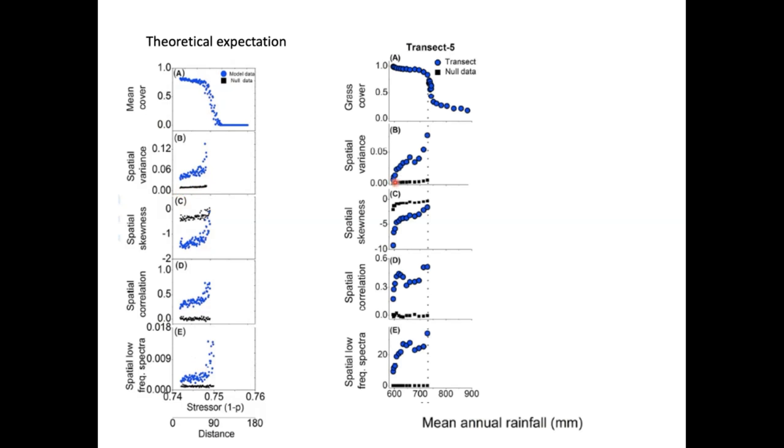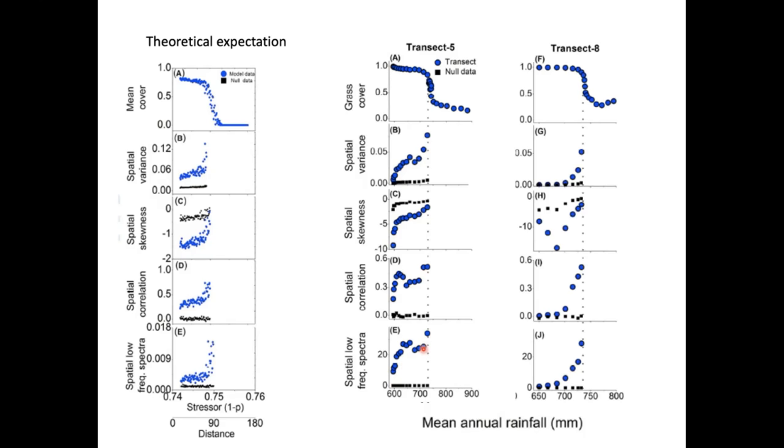So what we now do is, let me remind you the theoretical expectation. If the mean value of the state variable shows a nonlinear transition, then spatial variance will increase even before the nonlinearity in the mean begins. Skewness will again increase even before the mean decreases. Likewise, correlation and the spectral properties. The black points here represent the null model, just to show that we are not getting any statistical artifacts. In fact, exactly as predicted, we find similar patterns in our data. Even before the nonlinearity in the mean has begun, variance has increased quite dramatically, as have skewness, spatial autocorrelation, and low frequency spectra.